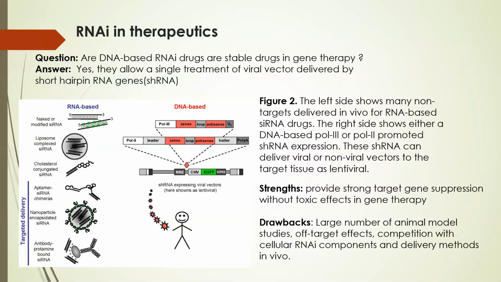So these short hairpin RNAs can be delivered by viral or non-viral vectors to the target tissue, such as lentiviral. The strength of this study is that they provided strong target gene suppression without any toxic effect in gene therapy. But the drawback is something the scientists need to consider as well, because they used a large number of animal models in this study, and they also showed signs of off-target effects. They also observed competition with cellular RNA interference components during the delivery methods in vivo.